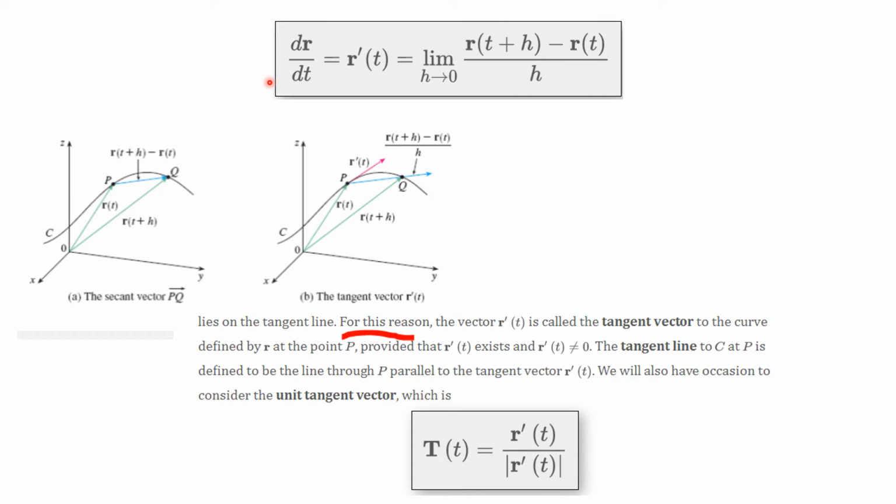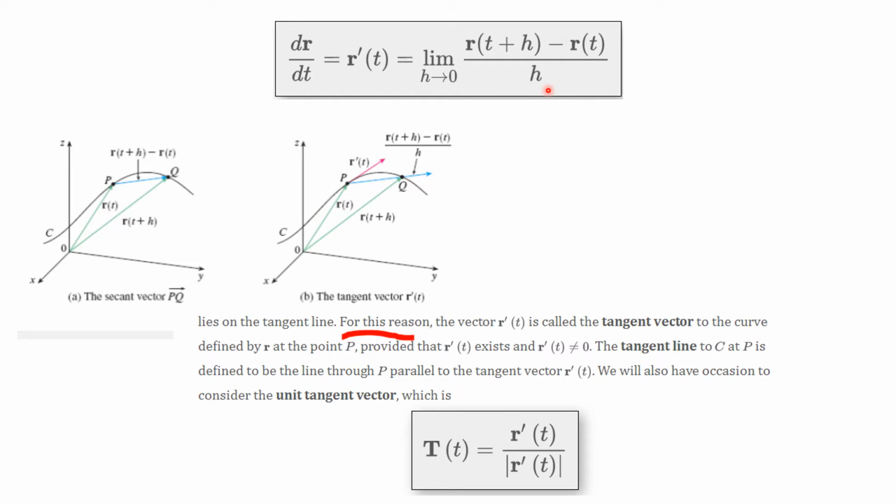So let's start by defining the derivative. The derivative of vector r with respect to t is r prime of t. Notice this is bold, so it is a vector. It is the limit as h goes to 0 of r, the vector-valued function at t plus h, minus r of t, all divided by h.